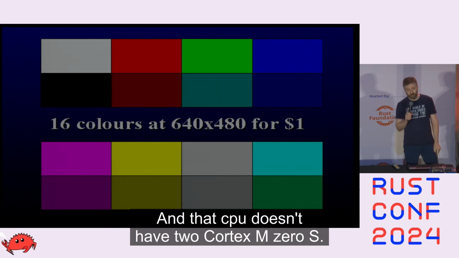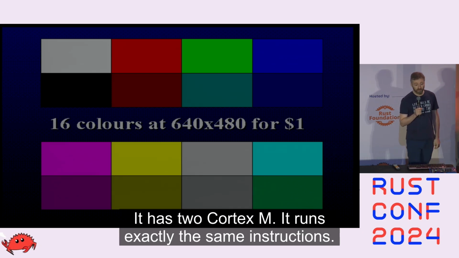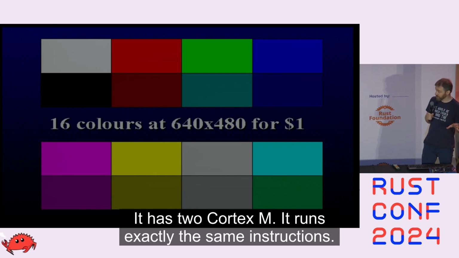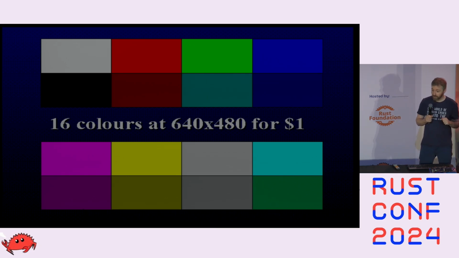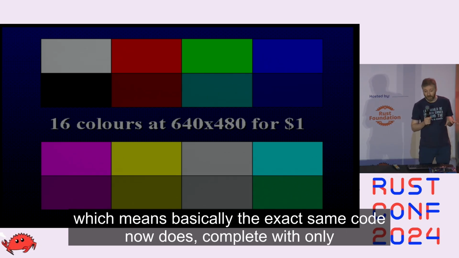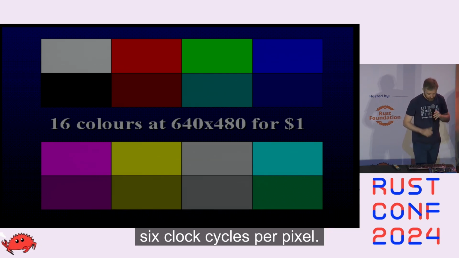And that CPU doesn't have two Cortex M0s, it has two Cortex M33s. And it runs exactly the same instructions, but some of those instructions now take fewer clock cycles than they used to, which means basically the exact same code now does complete with only 6 clock cycles per pixel.